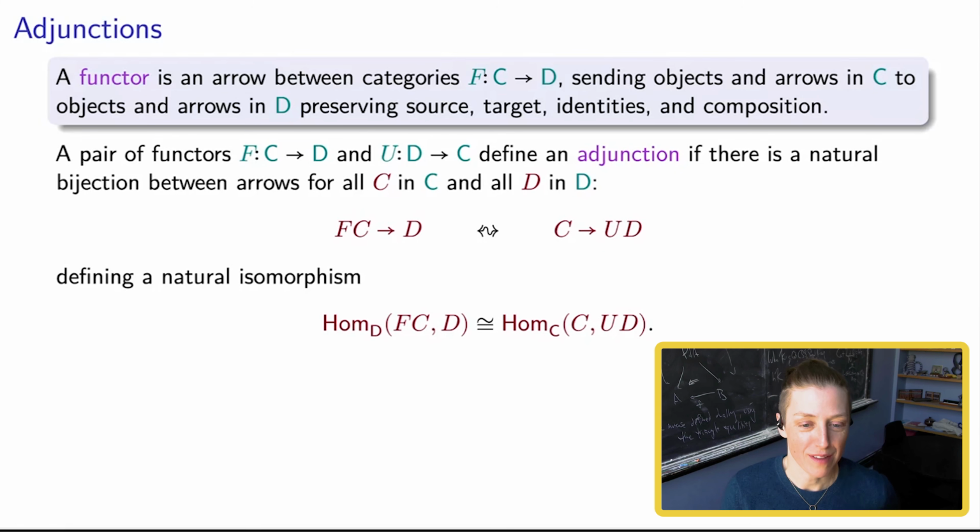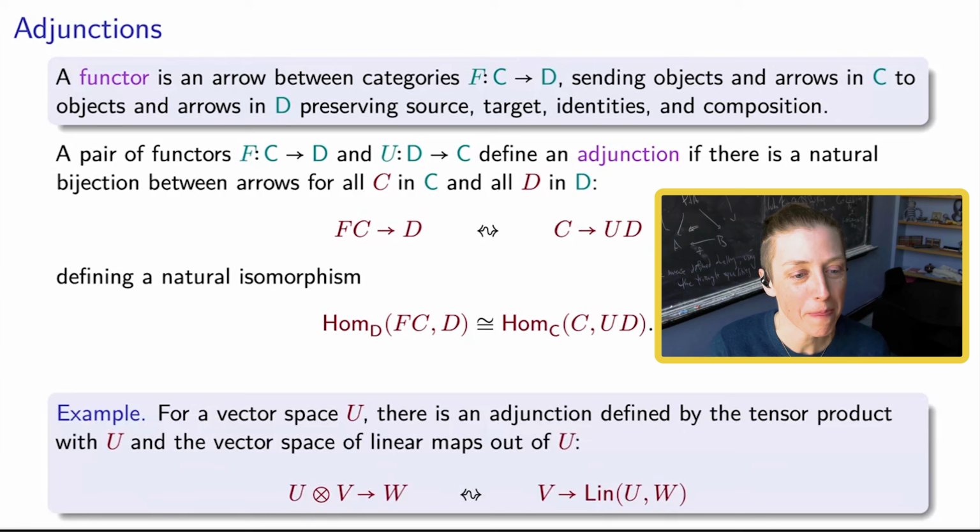So in terms of the Hom sets, these sets of arrows, there's an isomorphism between the set of arrows in D from F of C to D and the set of arrows in C from C to U of D, for any object C and any object D. This F is then called the left adjoint of the adjunction, and the U is called the right adjoint. So each of these functors is an adjoint, the left because it's sort of on the left when I write it in the way that I did, right because it's on the right.